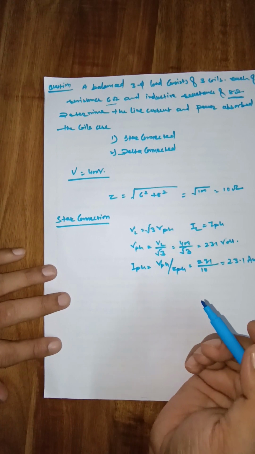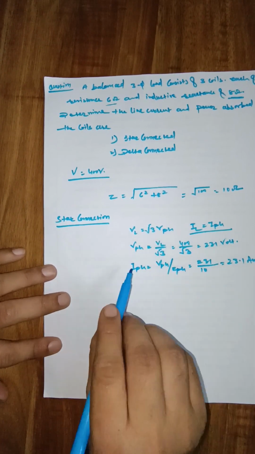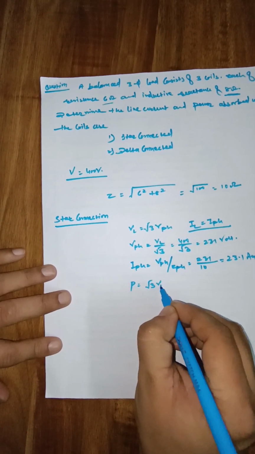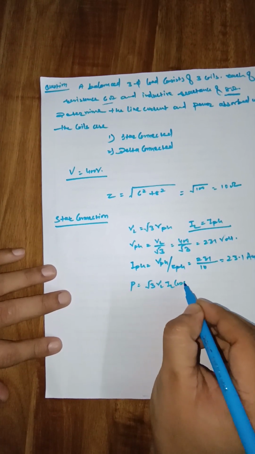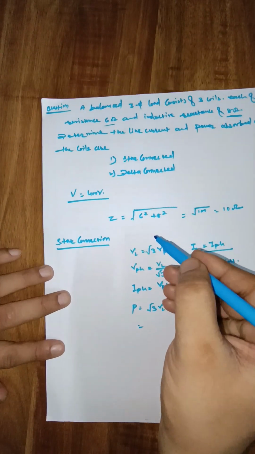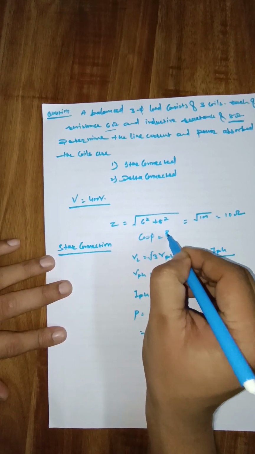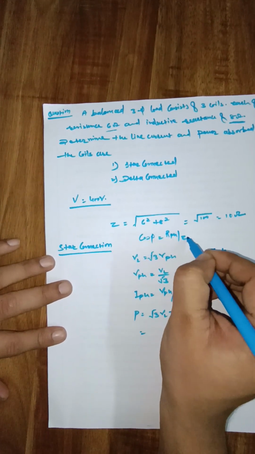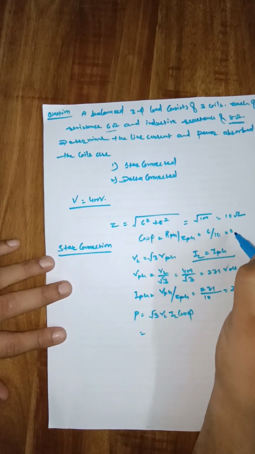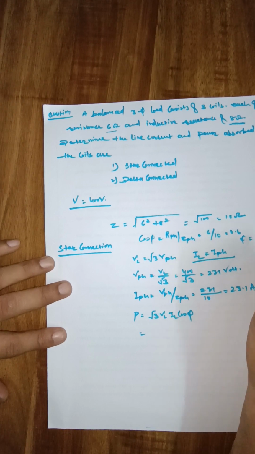Then IL will be equal to IPH in star connection as I have already told you. And what will the power? P equal to root 3 VL IL cos phi. So what will be the value of cos phi? Let me calculate it here. Cos phi will be equal to what? RPH upon ZPH. RPH is what? 6 and ZPH is 10. It means 0.6.